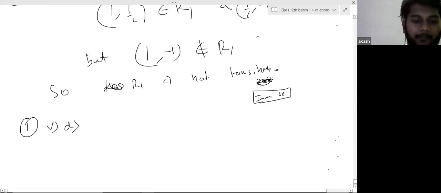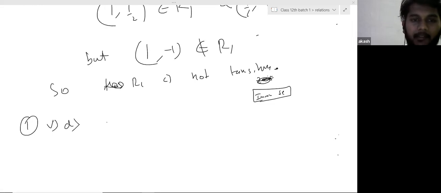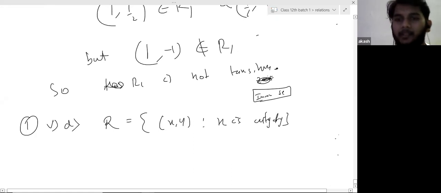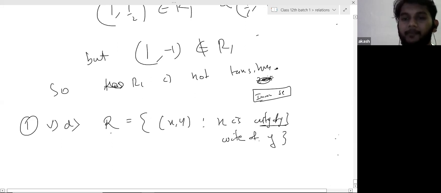The question says, tell if the relation is symmetric, reflexive, or not. The relation is (x, y) such that x is wife of y. So this is a very easy question. Shekhani, can you tell me if this is reflexive or not? This is written as x is wife of y.